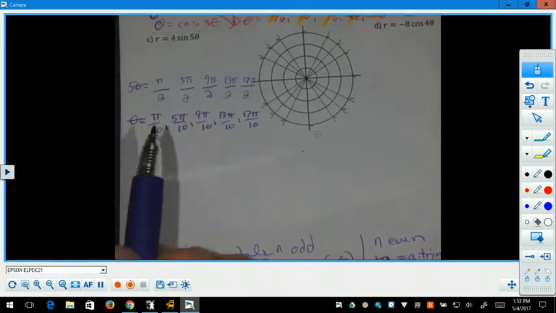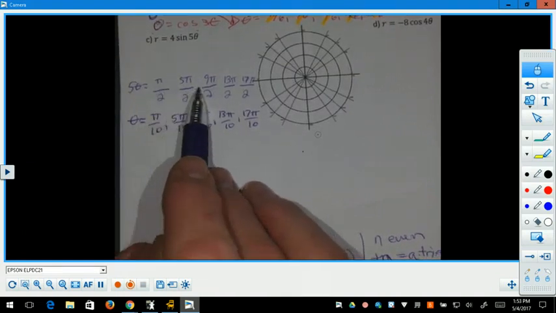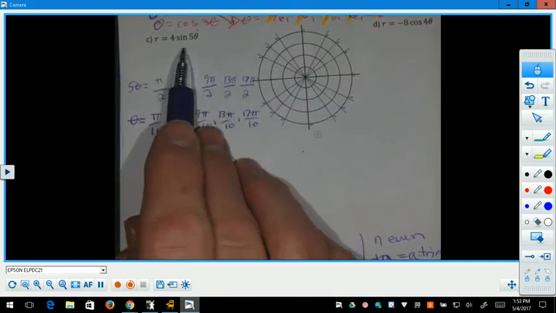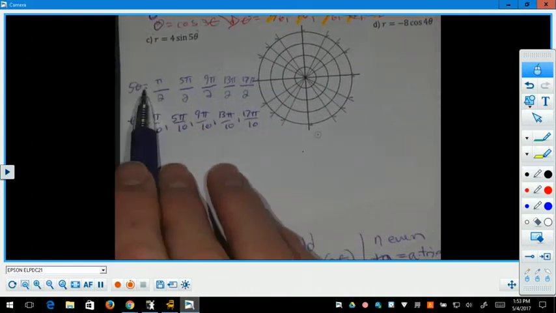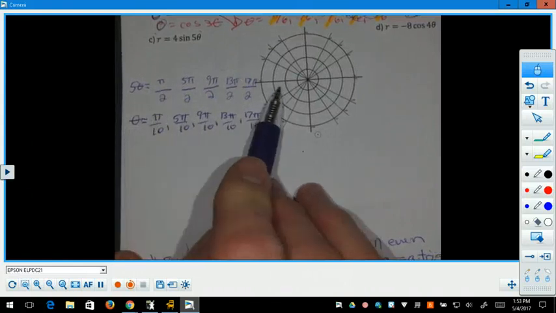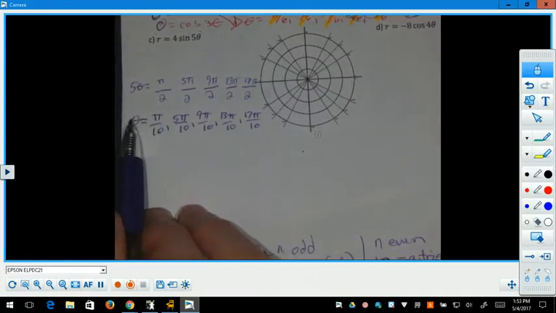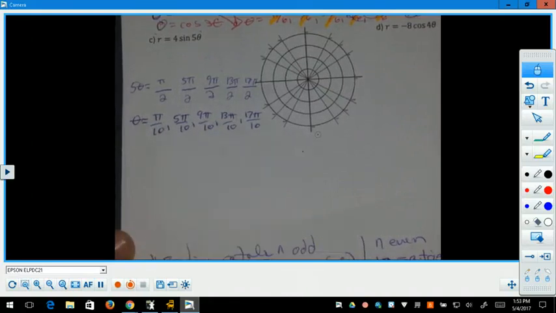You should have gotten, when you set this equal to 4, and there are only 5, so you had 5 spaces, that sine equals 1. When sine equals 1 at pi over 2, you kept adding 2 pi to it to get all 5 petal tips. Dividing by 5, or multiplying by 1/5, you got these values. Here comes the fun part.